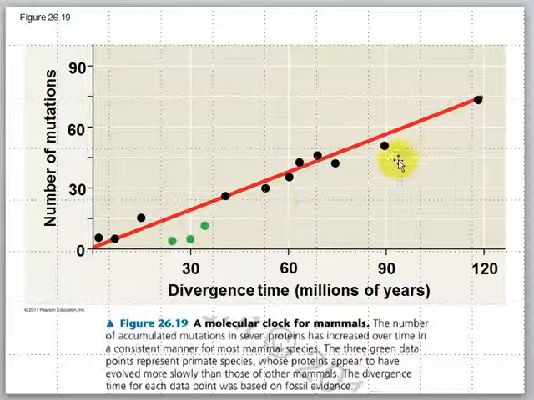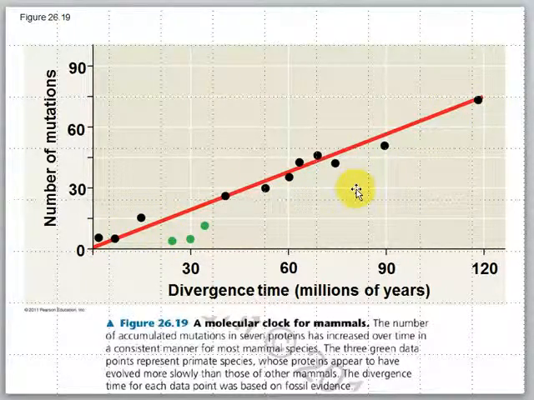Now you do see a few outliers. For example, you see these green dots that are a bit of an outlier. These are primate species, and their proteins appear to have evolved more slowly than most other mammals. They are outliers. But if you look at the majority, you see they follow the same trend if you draw a best fit line in there.